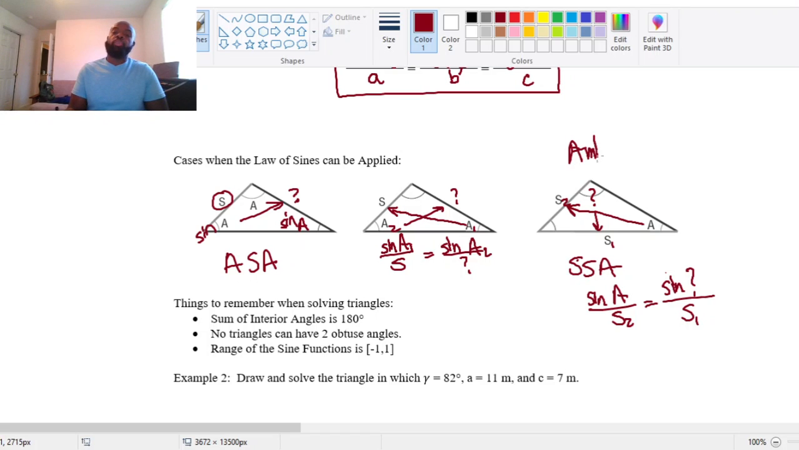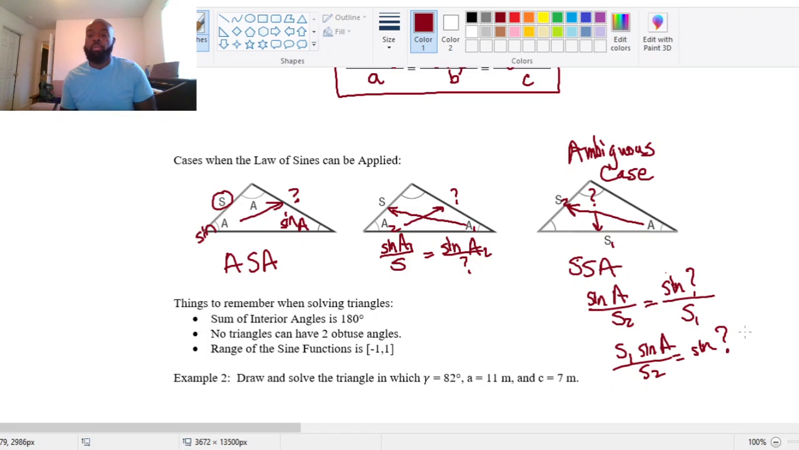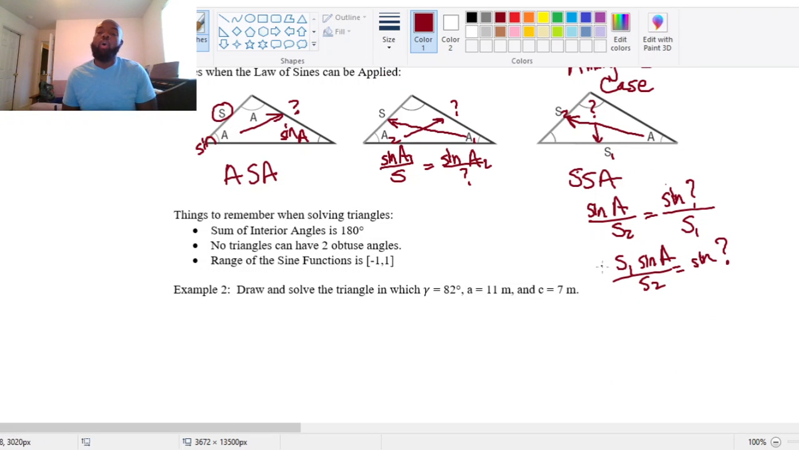Now, this is called the ambiguous case. The reason it's called the ambiguous case is because we have to find an angle. Anytime you use the law of sines to find an angle, you're eventually going to have to use your inverse trig function. So if I want to solve for this question mark, I'm going to multiply both sides by S1. I'm going to get S1 sine of A over S2 equals the sine of our question mark. Depending on what this equals, if this is a value that's not in the range of your sine function, which goes from -1 to 1, if this number is bigger than 1 or smaller than -1, then this triangle can't be solved. That means we don't have a triangle solution. There are 0 triangles that fit this given information.